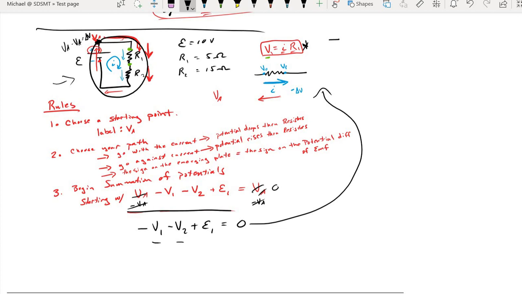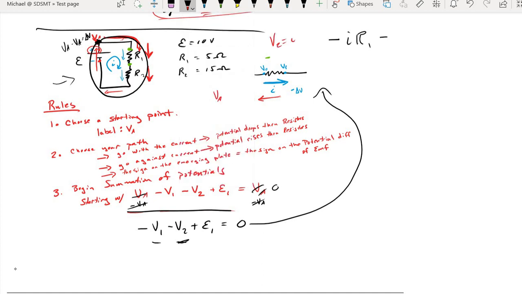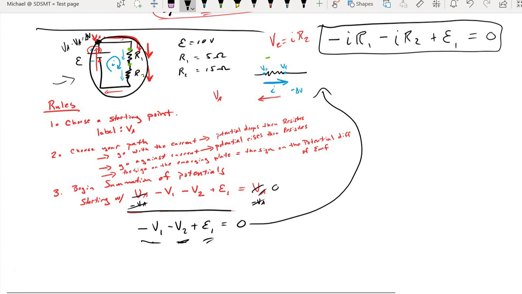We have the negative V1, but what's V1? It's the current times resistor 1. So there's V1. Then I have minus V2. Well, what's V2? V2 would be the current that passes through R2. And then we have the addition of the EMF, and all that equals 0. So this is the same equation as what we put together here, only now I have the unknown current value showing up.